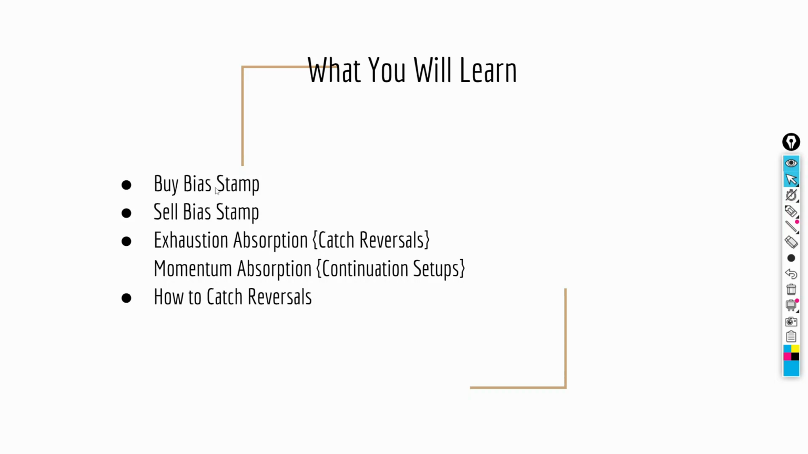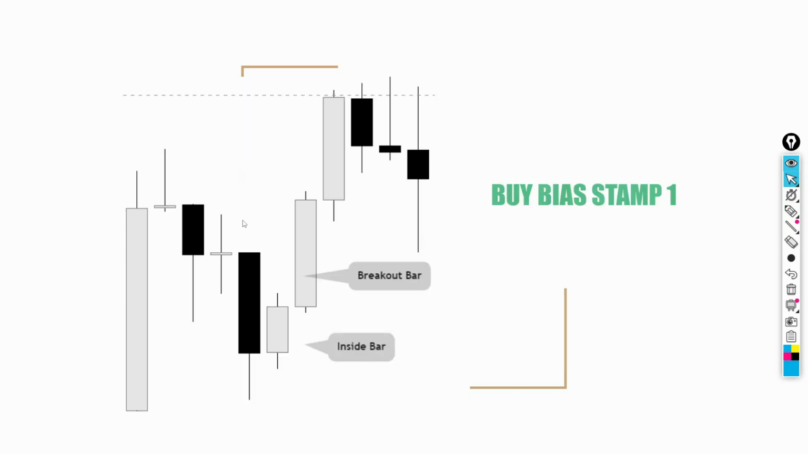The importance of volume in the price action. So what we attempt to do in this video is to show you how to know where the market participants are involved in the market. All right, so the first thing we want to do is learn about the buy bias stamp. Now, what comprises this bias? What exactly is the buy bias stamp?